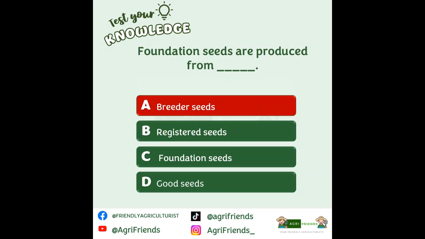So, breeder seeds are those with white tags. Just remember the hierarchy of seeds. The first one is the breeder, followed by the foundation, then registered seeds, and the certified seeds. Registered seeds are tagged with green tags. Foundation seeds are red tags, and certified seeds are those with blue tags.